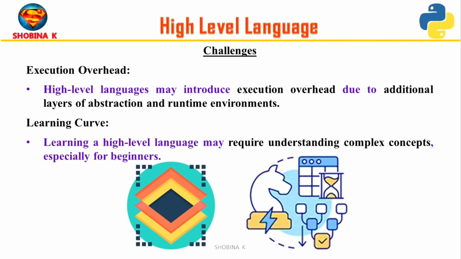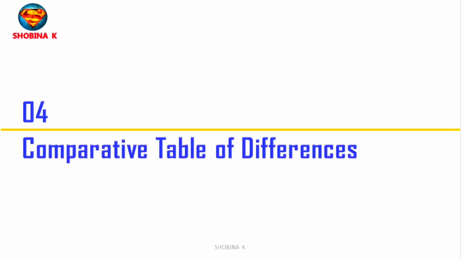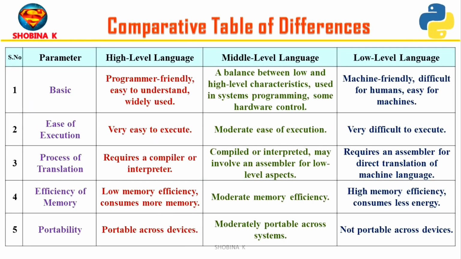And the next challenge is learning curve. Learning a high-level language can be tough for beginners because it involves understanding complex concepts. So beginners may find it challenging to understand things like abstract concepts, syntax rules, and advanced features. And these characteristics, use cases, and challenges highlight the advantages and considerations associated with high-level programming language. And they are designed to provide a balance between abstraction and efficiency, making them suitable for a wide range of applications.